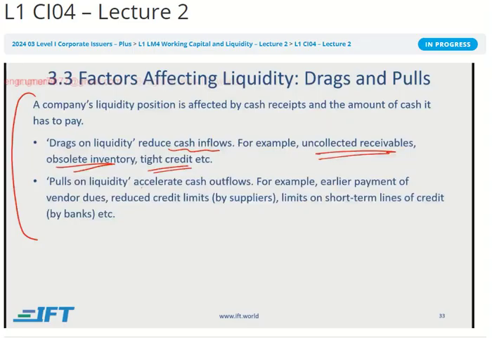Whereas what can accelerate your outflows is going to be a pull on liquidity. Let's say your suppliers start asking for earlier payment. They stop giving you such big credit terms. And your banks start asking for their money back. So this could all result in a pull on your liquidity.